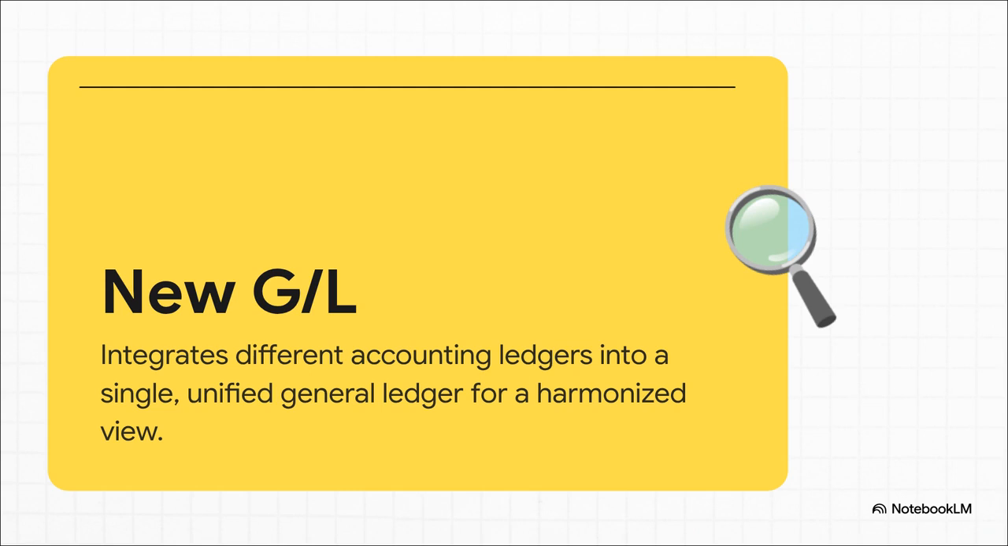So, what is new GL anyway? Well, to put it simply, it's just a more modern way to structure your books, bringing everything together into one unified financial view. The fantastic news for this project is that they are already on new GL. This is a massive head start. It makes the path to S/4HANA's financial structure so much smoother. If they were on the classic GL, they'd be looking at a whole separate complicated project just to get ready.